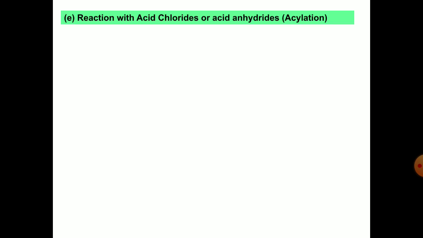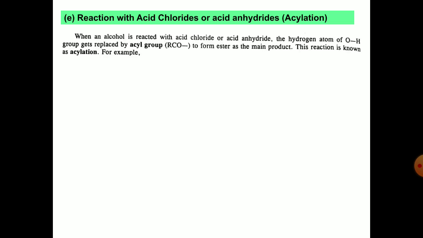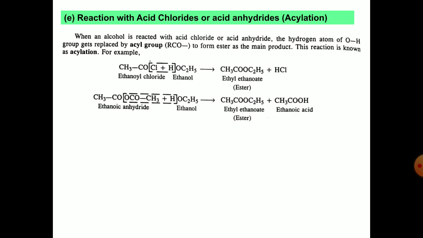And another reaction is with acid chlorides or acid anhydrides, which is known as acylation. When an alcohol is reacted with acid chloride or acid anhydride, the hydrogen atom of the OH group gets replaced by the acyl group RCO to form ester as the main product. The reaction is known as acylation. I am just giving you an example. CH3COCl, this is called ethanoyl chloride. It will react with ethanol, C2H5OH.